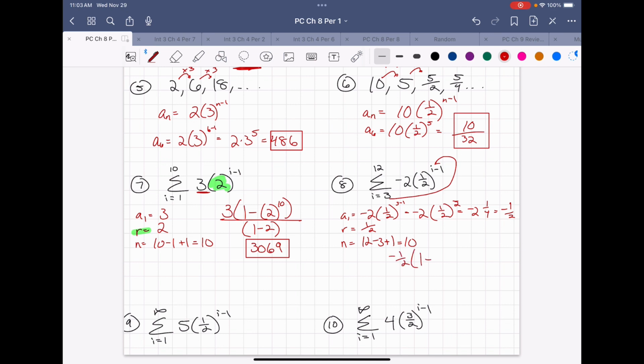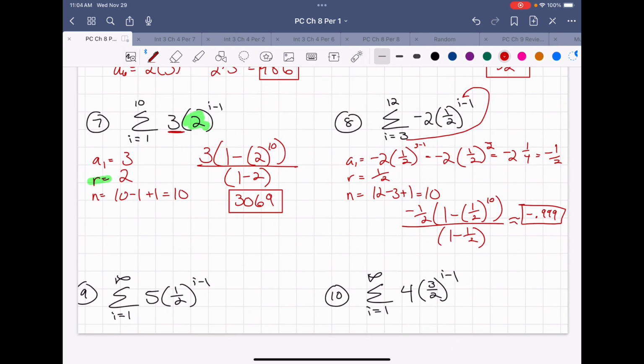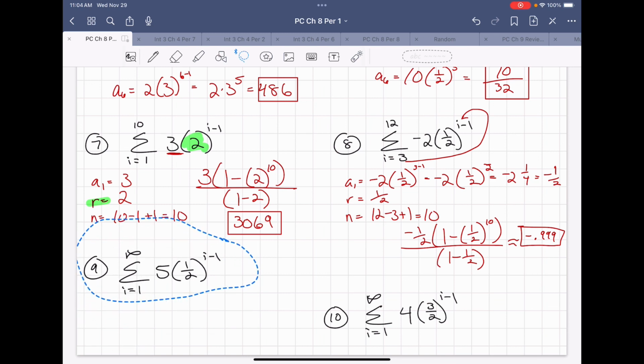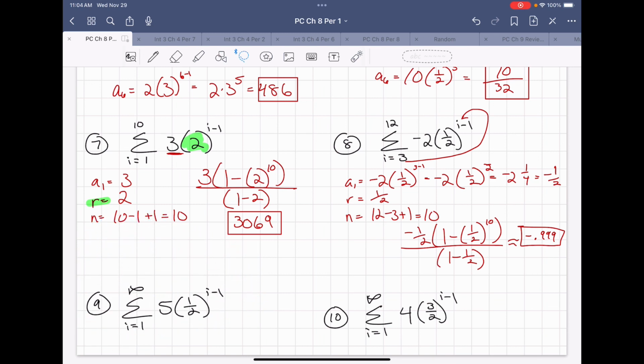times 1 minus R. Fractions have to be in parentheses. I keep telling you the parentheses are required, but especially when it's a fraction. If you type that in the way it's written really carefully, you get negative 0.999023. Again, only way to do that is with the calculator, and you need to be able to type it in correctly using all the necessary parentheses. Let me just move these to a new page.